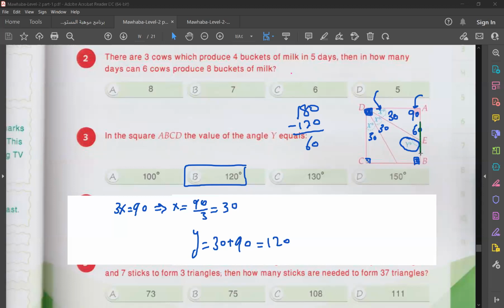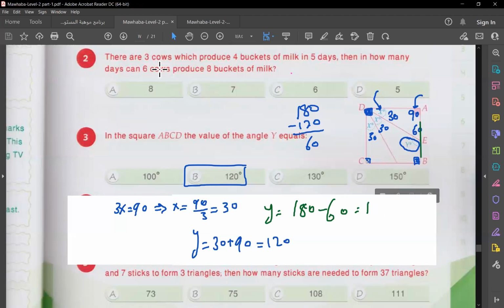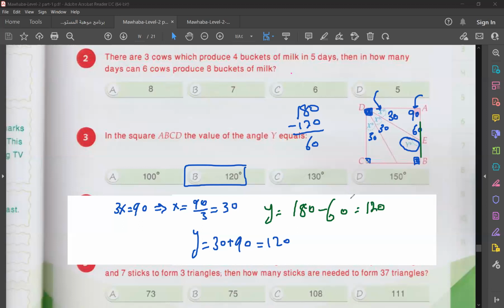This line, can you tell me this angle? Yeah, straight line. A straight line equals what? 180 degrees, right? So now I know 60, and you subtract, then y equals 180 minus 60. It is 120, right? This is another way. Do you understand now how I get this answer? Yes, that's fine. Thank you, Abdullah.